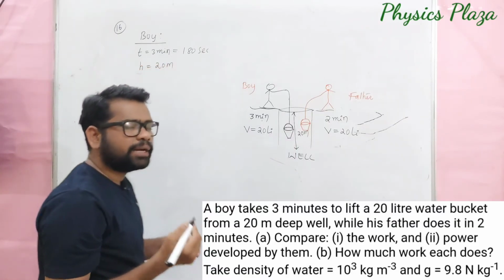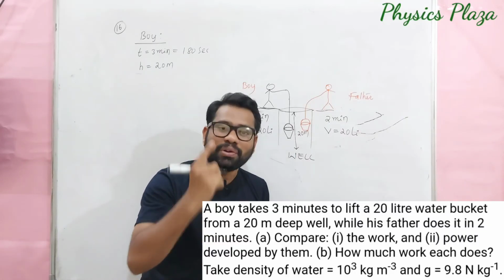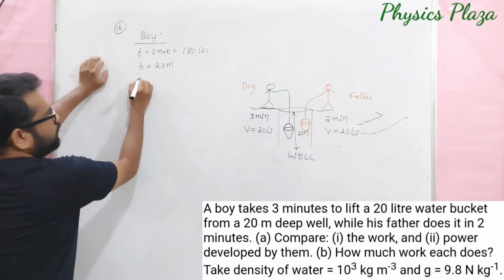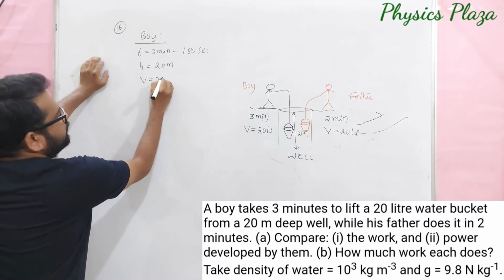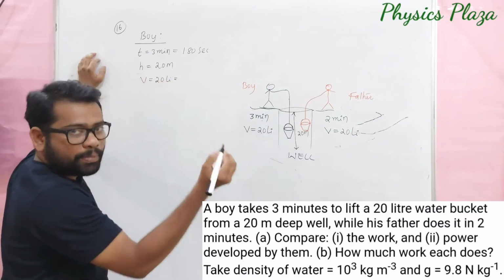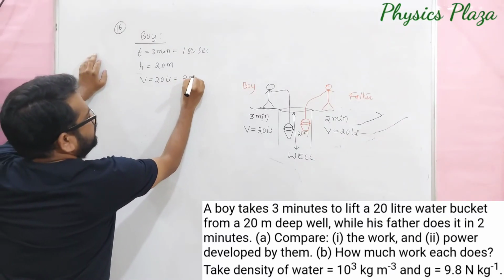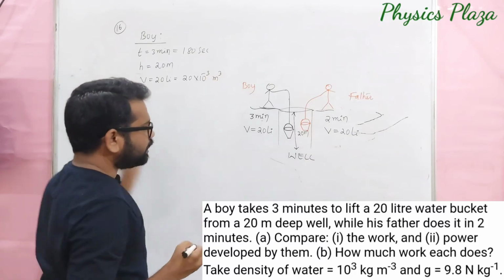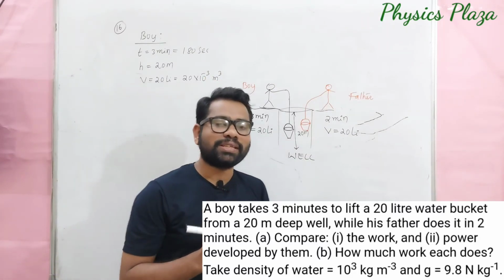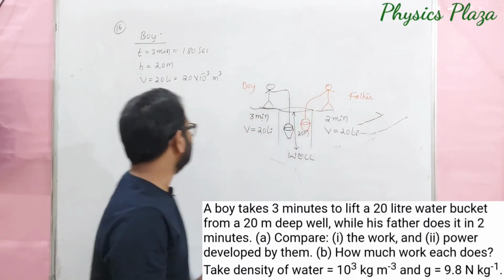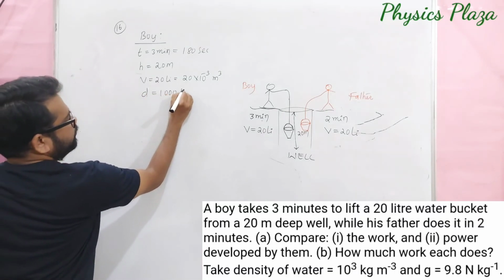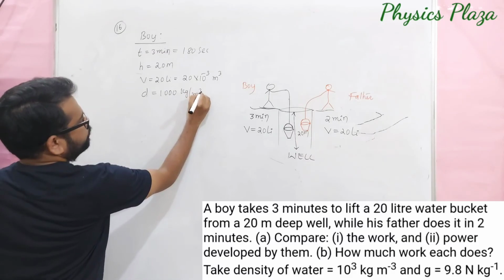But how to calculate the mass? Yes, here one clue is given. What is that? Volume is given, that is 20 liters. So V is equal to 20 liters, and we can convert it into meter cube, that is 20 into 10 power minus 3 meter cube. We know that the density of water is 1000 kg per meter cube.